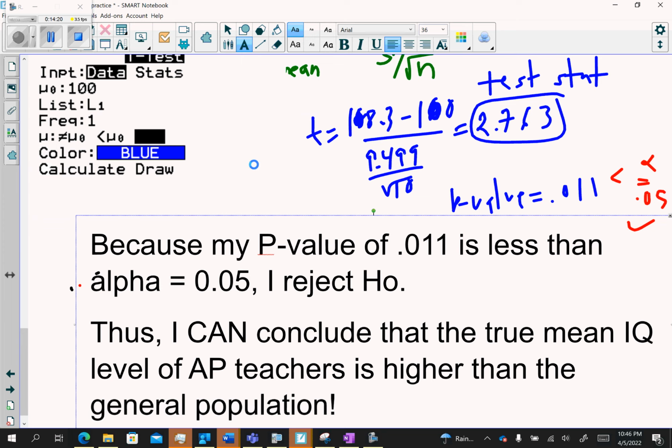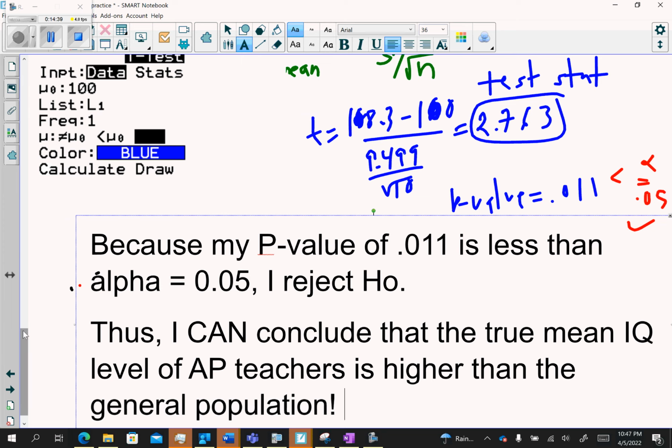Okay, so how did you do last night? That's my first question. Did you reject the null? Did you get the right p-value? Did you remember to put your data in STAT Edit? Did you remember to plot the data? Did you remember to refer to the plot? Did you understand how to put in your test statistic?